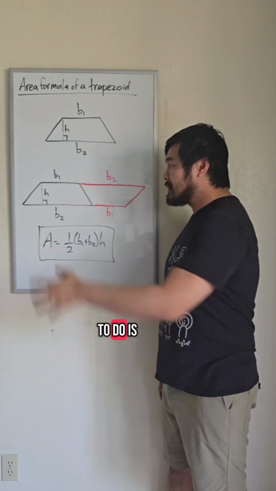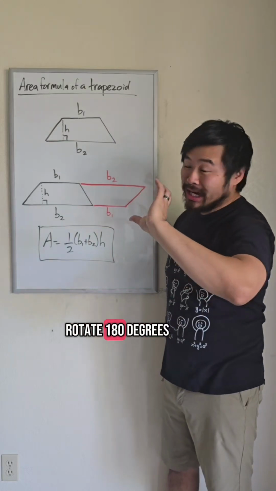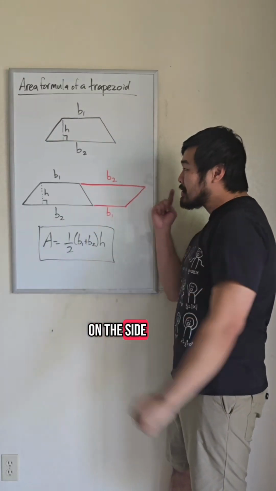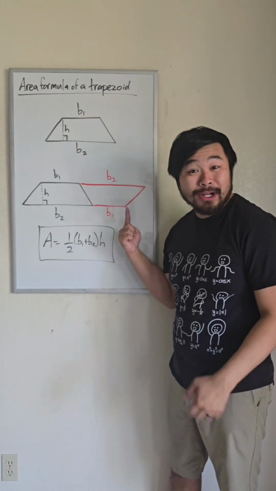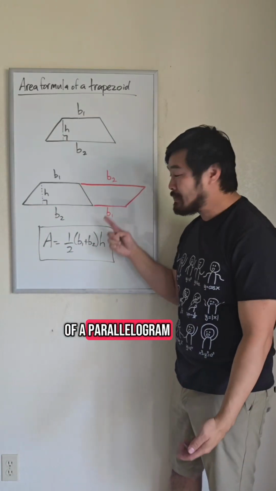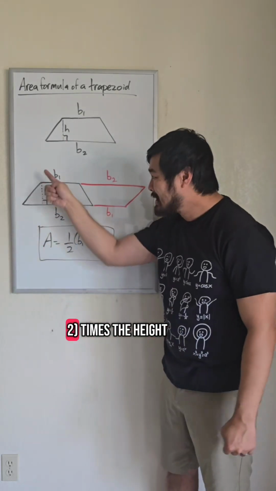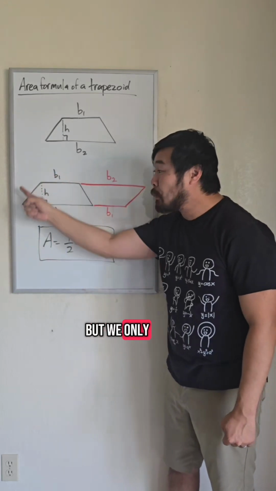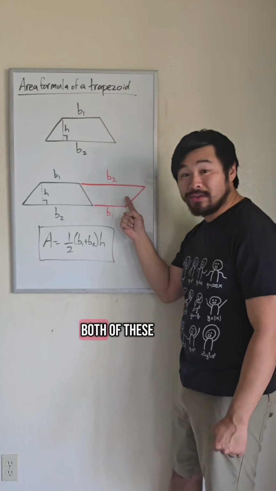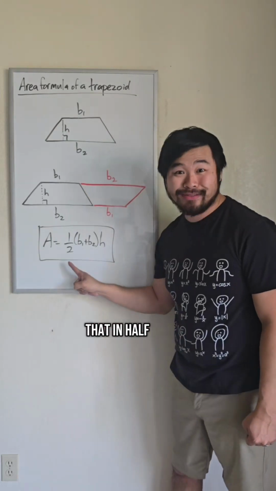What we're going to do is we're going to copy, rotate 180 degrees, and paste it on the side, so we get a parallelogram. And we know the area formula of a parallelogram. It's base times height, base being base 1 plus base 2 times the height. But we only want one of these shapes. We don't want both of these, so we cut that in half.